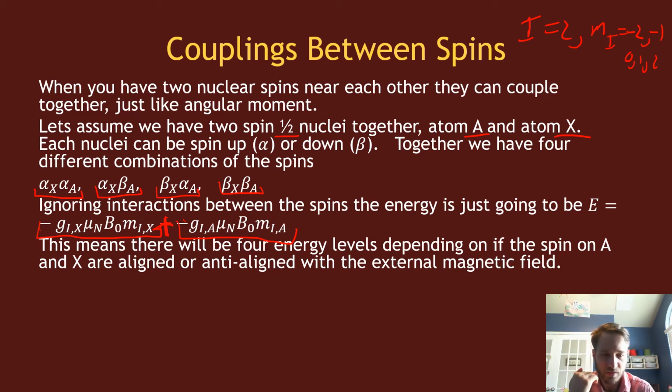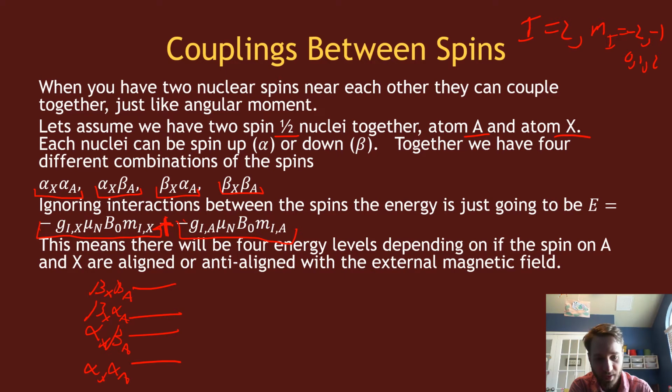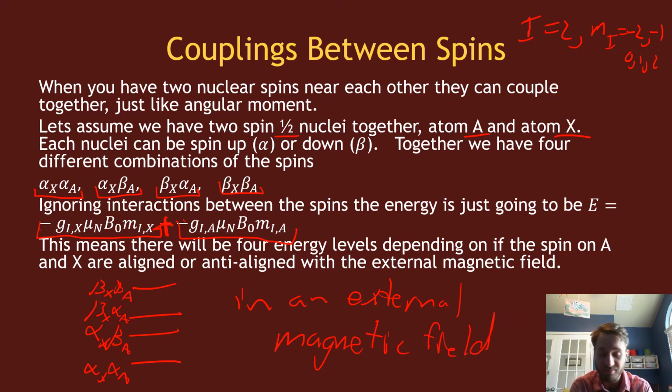And then this will give us four different energy levels, where there will be an energy level corresponding to alpha X, alpha A, some energy level alpha X, beta A, some energy level beta X, alpha A, and some energy that's beta X, beta A. Assuming an external magnetic field. If this is not in any magnetic field, these all have the same energy.